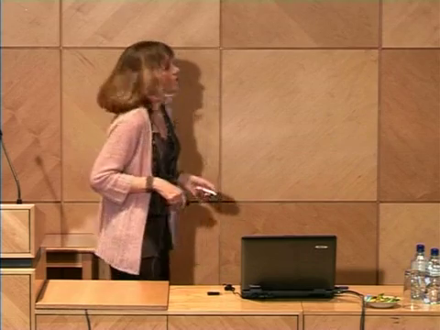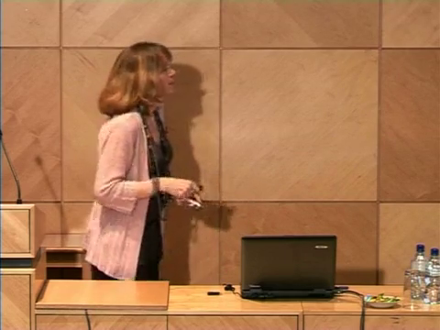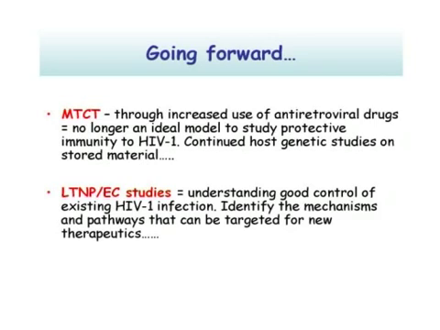Right, so this is just to conclude. In terms of going forward, for mother-to-child transmission, because of the increased use of antiretrovirals, we're no longer able to go out and get new cohorts to study protective immunity to HIV. That's increasingly becoming difficult. However, because of the material that we've collected over many years in different cohorts, we will continue to do genetic studies on stored material. In terms of long-term non-progressor and elite controller studies, the importance here is that understanding good control in existing infection will help us to identify mechanisms and pathways that can be targeted for new therapeutics.